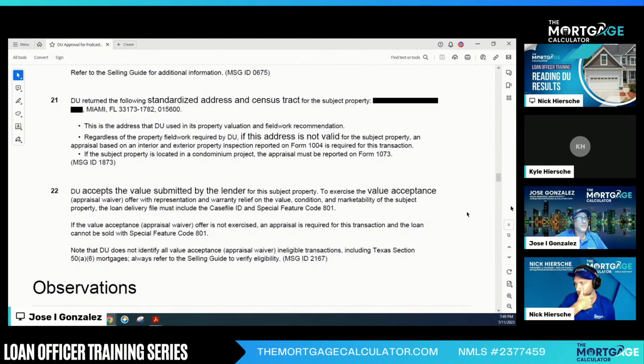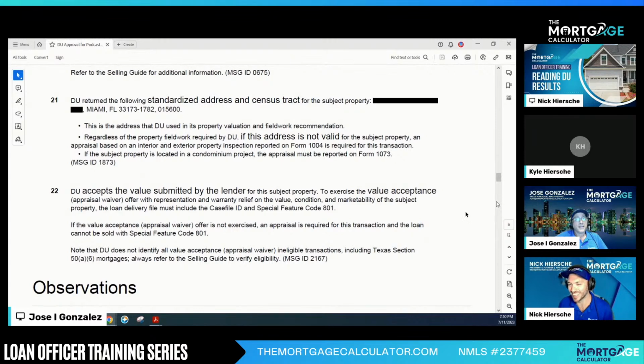If DU can't return a result on that parcel, aka your address isn't right, you technically don't have a full DU. It might say approve eligible at the top, but you're going to get a bunch of little errors here that you're going to have to resolve by the end of the loan, right? So make sure just because you have approve eligible doesn't mean that you've cleared all these conditions. So remember, if it says here you didn't get a result on standardized address, you can't do the loan until you get a result on the standardized address.